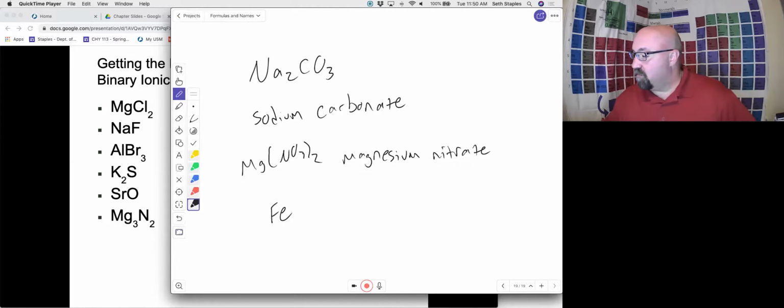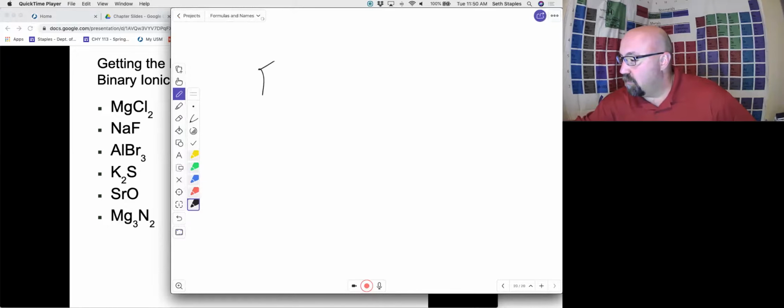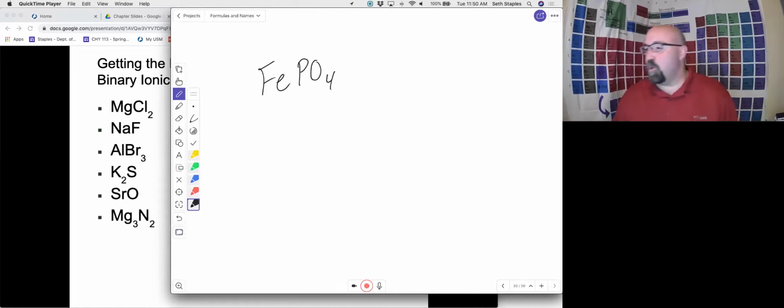Fe, this is actually a good example. Let me do this one by itself. FePO4. We need to come up with a name for this. What you can do here, and you would also do this if it were a monatomic as opposed to a polyatomic, but if you have to come up with the name for a compound with a transition metal, then you have to use other information in that compound to figure out what the charge is going to be on that transition metal.